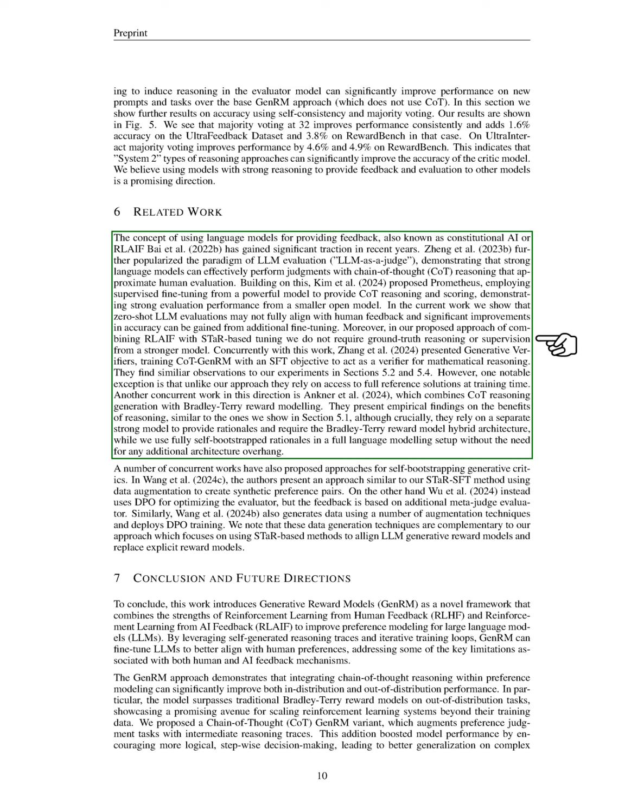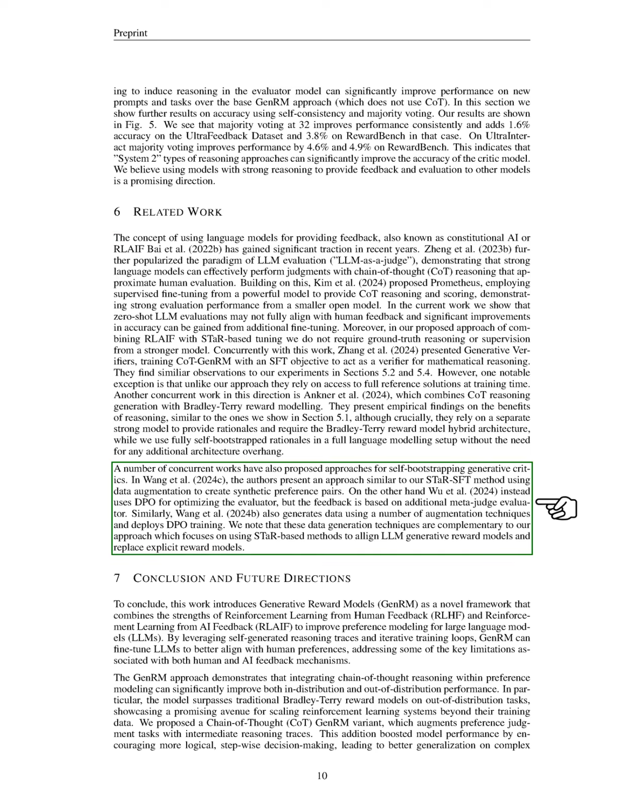Additionally, another concurrent work merges chain-of-thought reasoning with a specific reward modeling approach. They present findings that align with ours but rely on a separate strong model for rationales and a hybrid architecture, while we utilize self-bootstrapped rationales in a comprehensive language modeling setup without needing extra architecture.